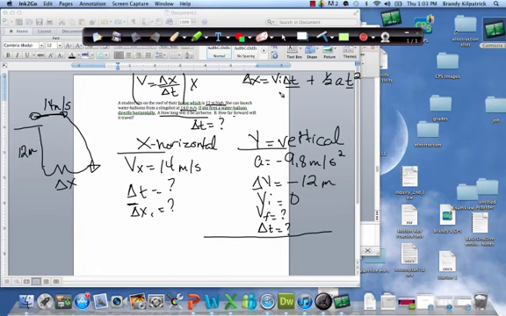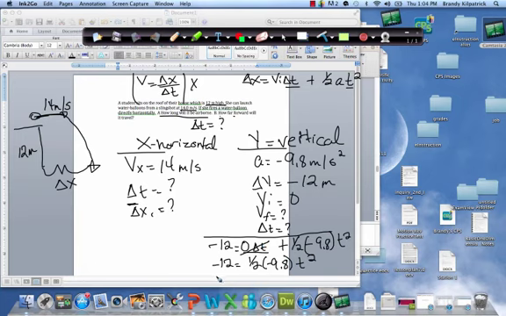Alright, so now I'm just going to plug everything in from the problem. So delta y is negative 12. Vi is 0 times delta t plus 1/2 times a, which is negative 9.8, times t squared. Alright, so now let's simplify. First of all, this right here, 0 times delta t, can be taken out because 0 times any number is going to give me 0. So it's negative 12 is equal to 1/2 times negative 9.8 times t squared.